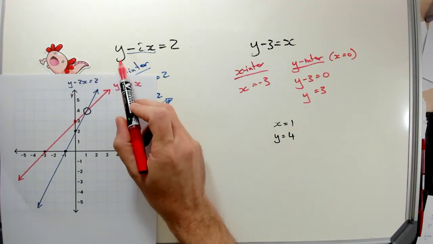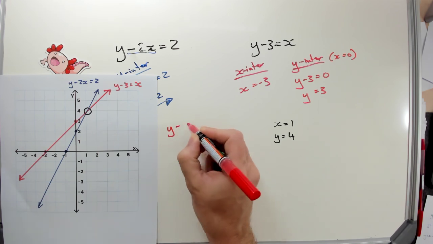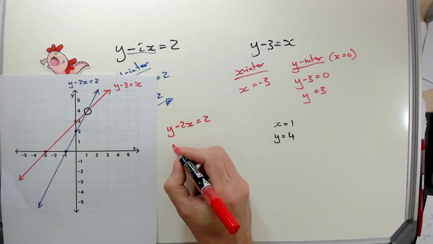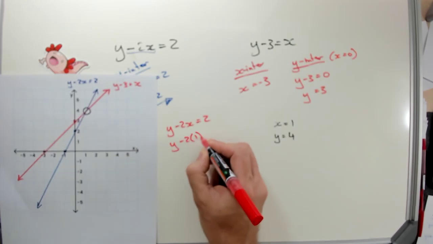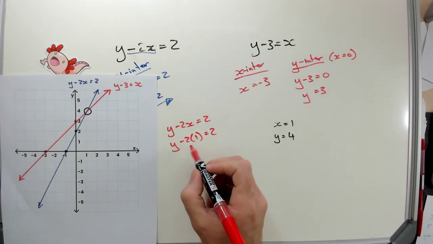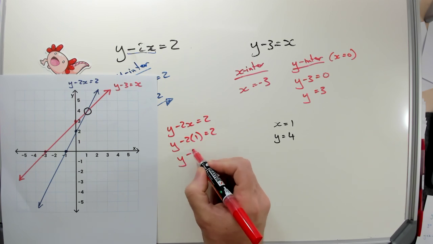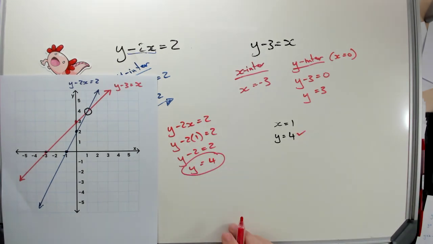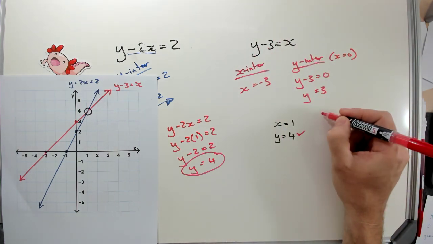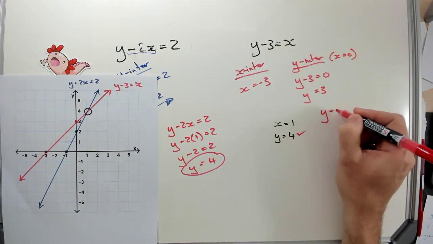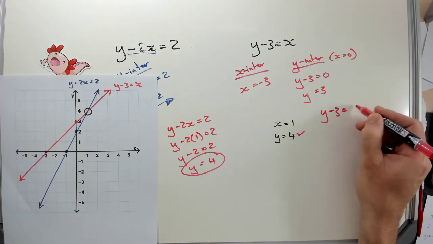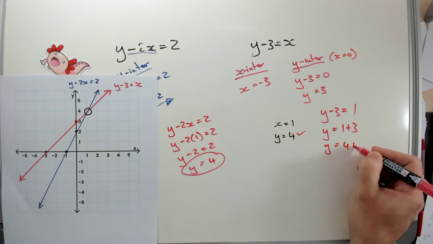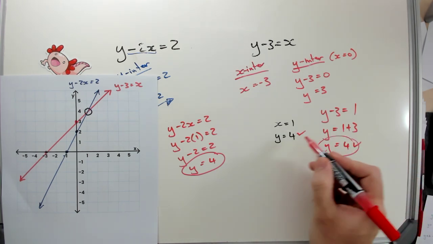So I'm just going to rewrite this. Y minus 2x is 2. So if I were to make x 1 in here, this is now my test. And then rearrange, that would be y minus 2 is 2, and then y goes over 4. Wow, look, I got to 4. And in this one the same. If I were to put in x is 1, so y minus 3 is equal to 1, and then y is 1 plus 3, and then y is 4, you can see that I got to the same answer.